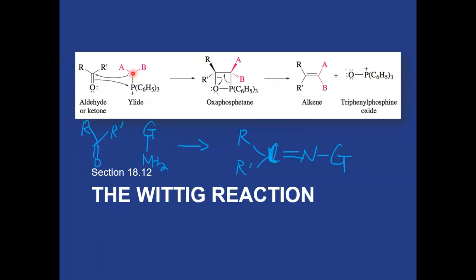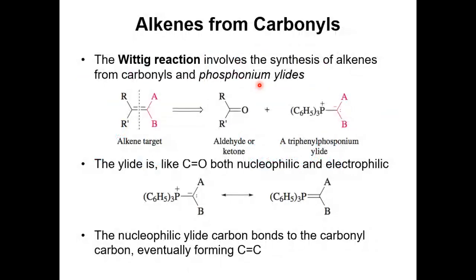Then this nucleophilic carbon will bind to the electrophilic carbon, followed by elimination, which will give you an alkene product. So it can be viewed as similar to the primary amine and carbonyl reaction, but the elimination is slightly different. We will look at it.